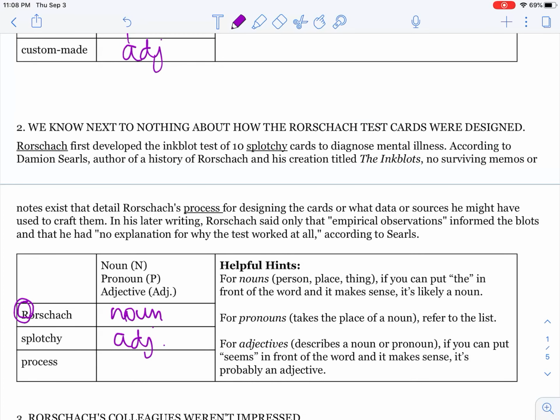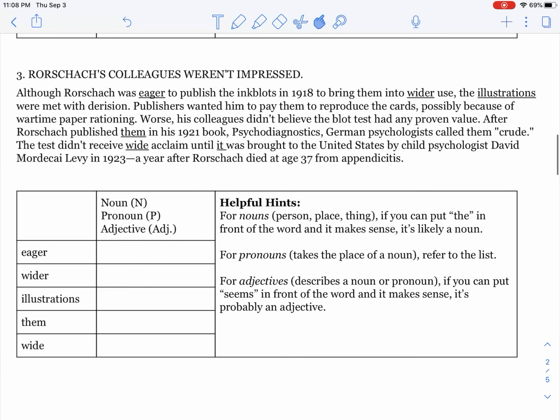No surviving memos or notes exist that detail Rorschach's process for designing the cards or what data or sources he might have used to craft them. So let's apply this list. Is it the process? Is it taking the place of a noun? Or is it seems process? It is the process. So that is a noun. We're going to do one more together. Although Rorschach was eager to publish the inkblots in 1918 to bring them into wider use, the illustrations were met with derision. That means that people were skeptical of them.